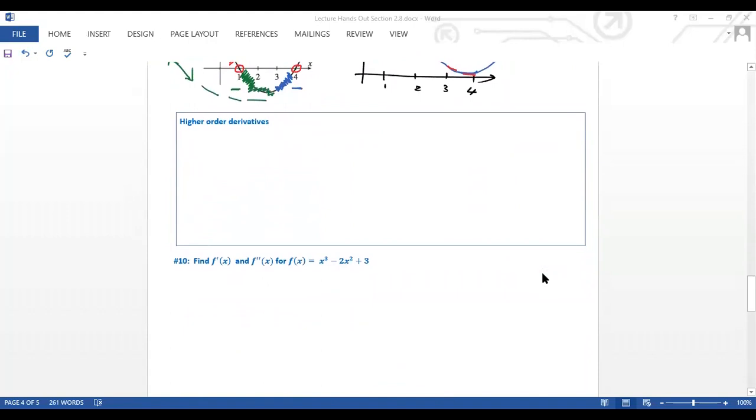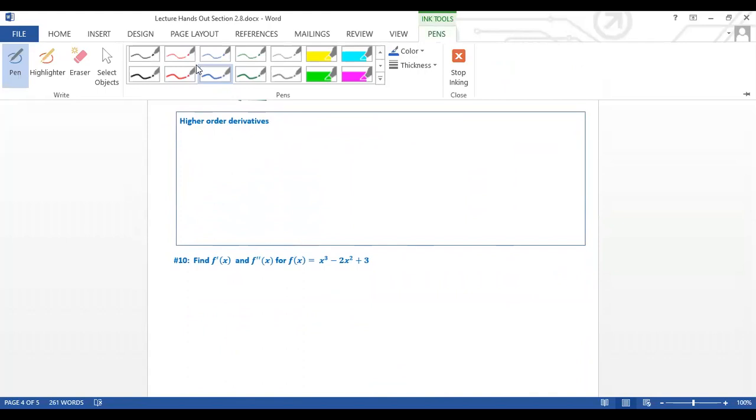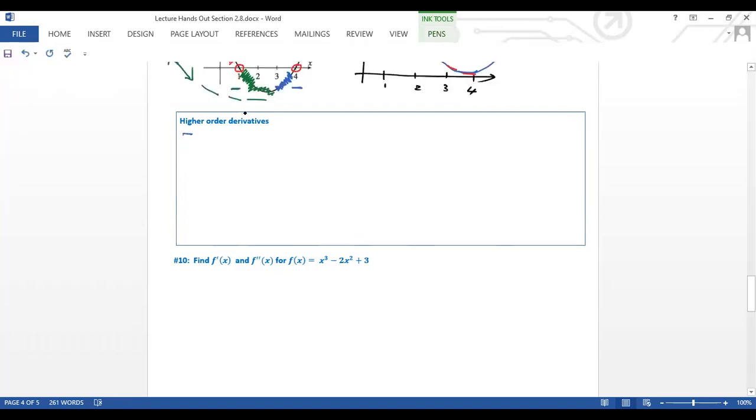Now let's take a look at higher order derivatives. What is a higher order derivative? That means you take a derivative more than once. With higher order, we can say the second order, so for example here, the second derivative.